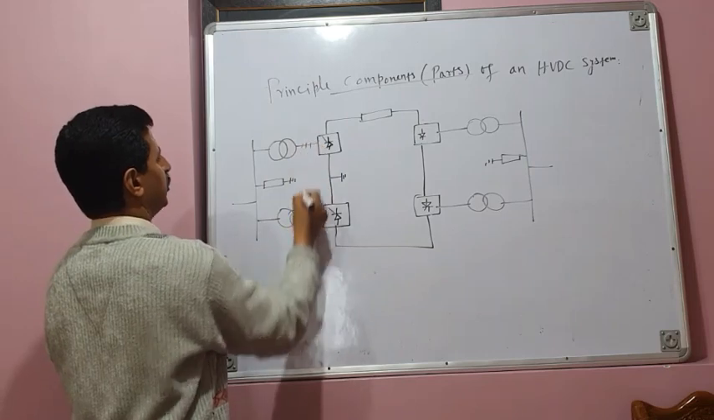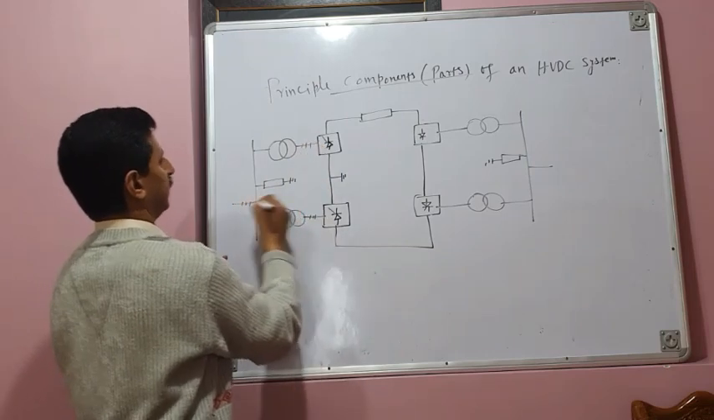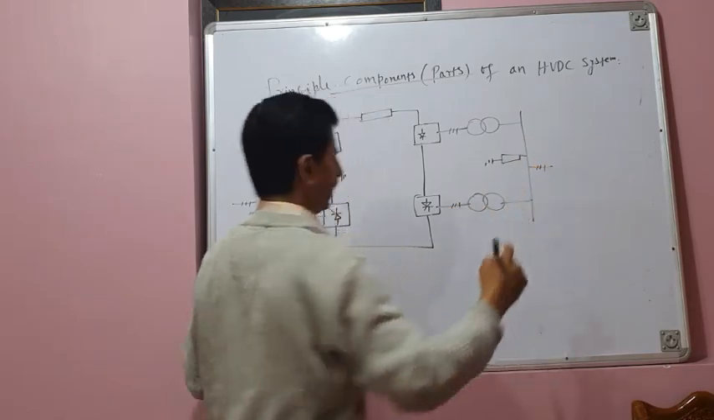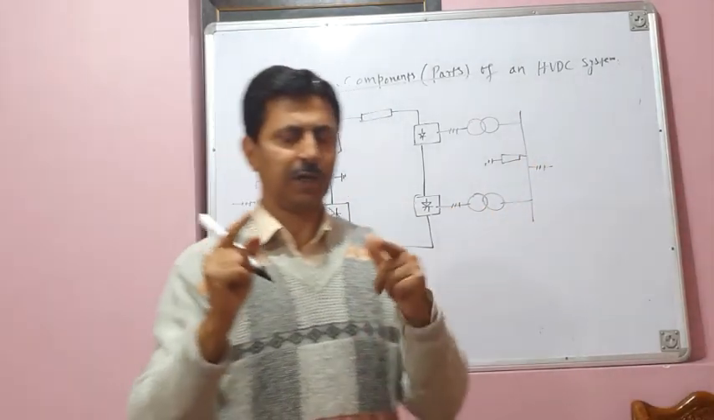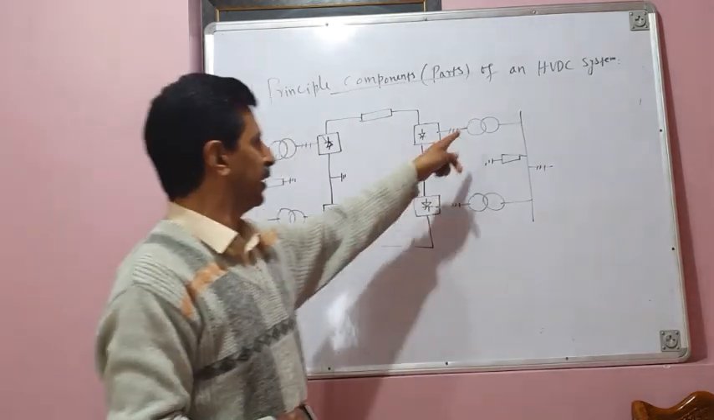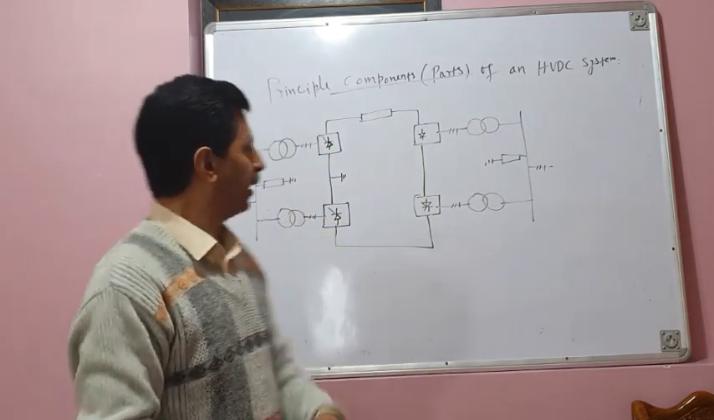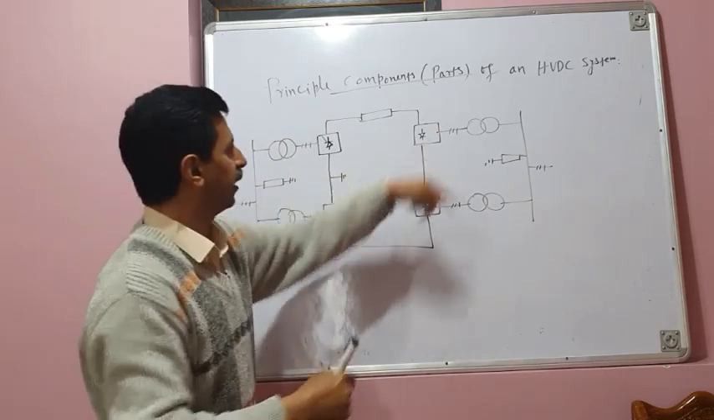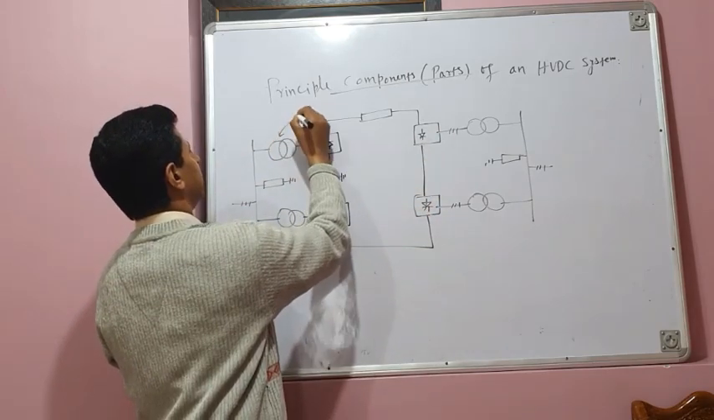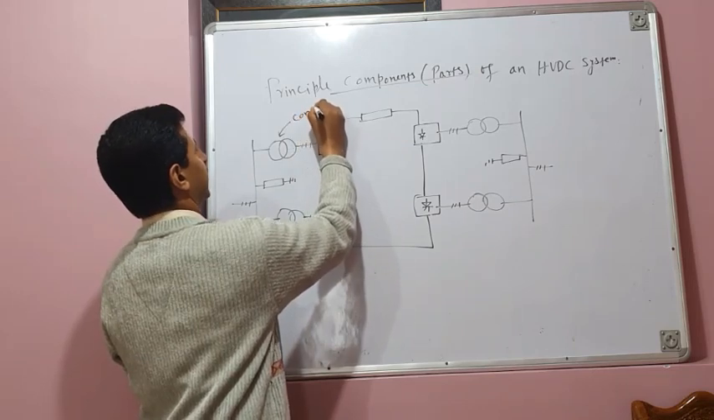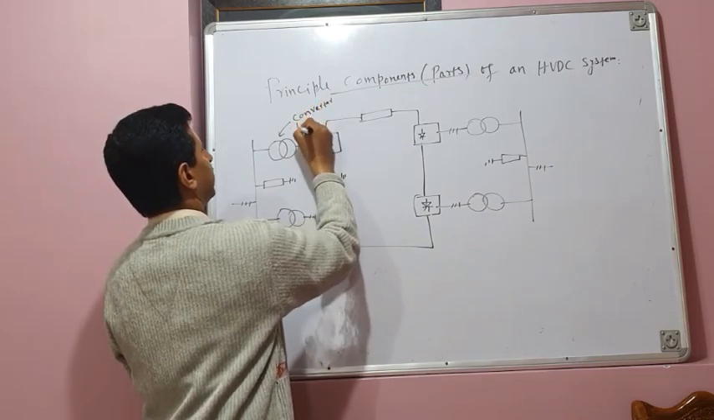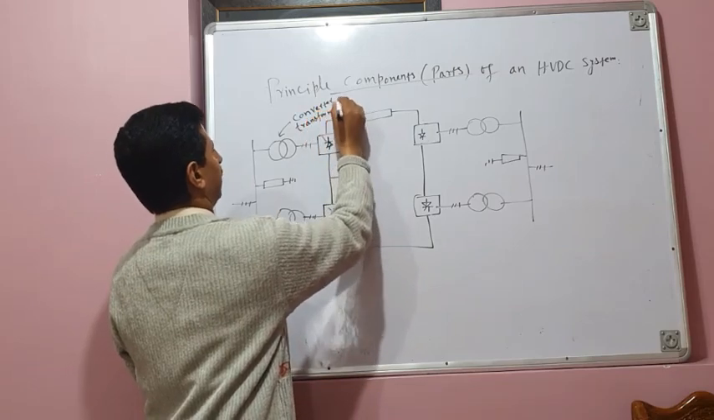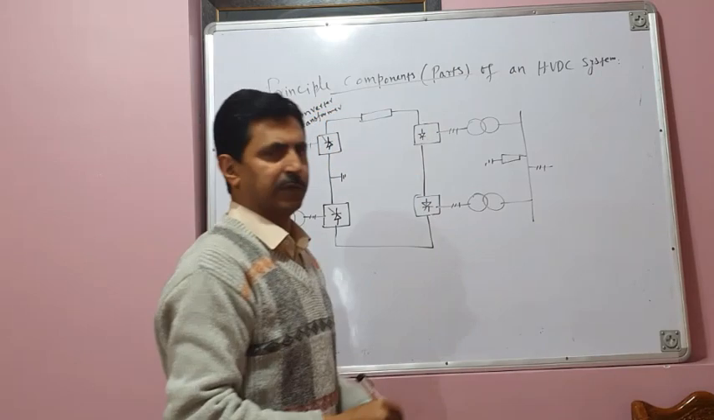So I will draw three small lines. If 3 means it's a three-phase system. I'm not drawing 3 lines, I'm drawing a single line, and 3 small lines means it's a three-phase system. Actually, there are 3 lines or 3 phases. What are these? These are transformers. So these you can see on this side and on this side, these rings represent transformers. They are called converter transformers. I will write here converter transformer. These are all converter transformers.